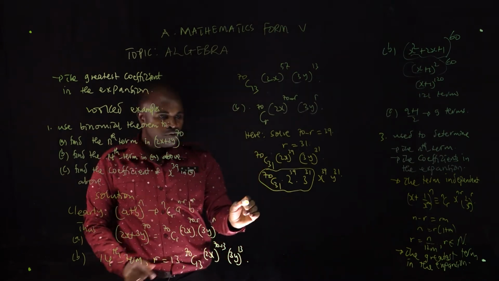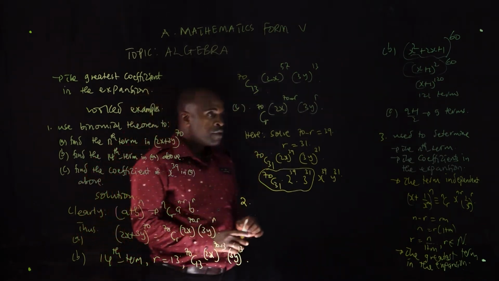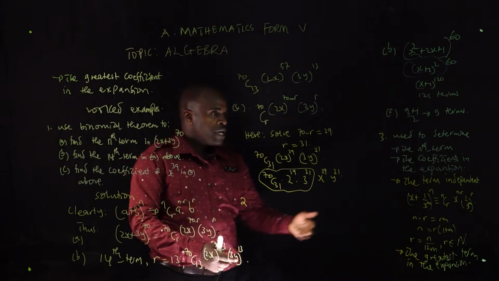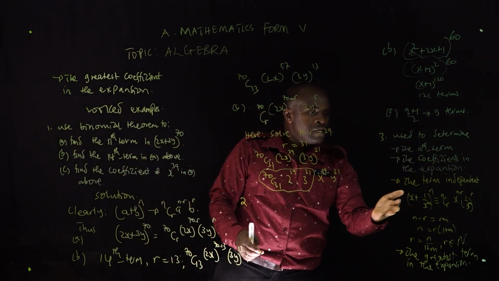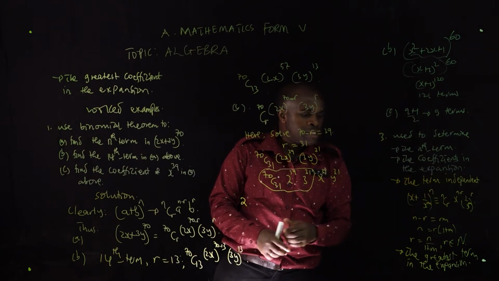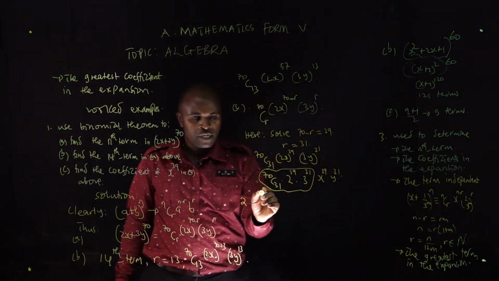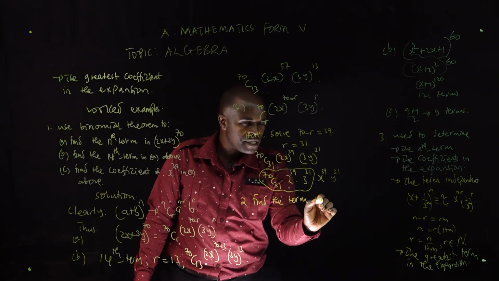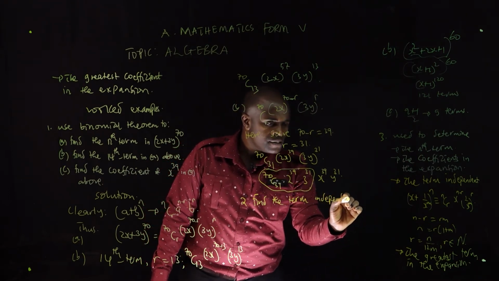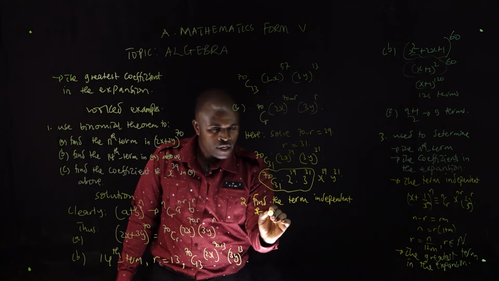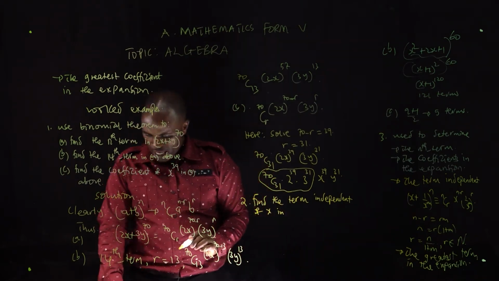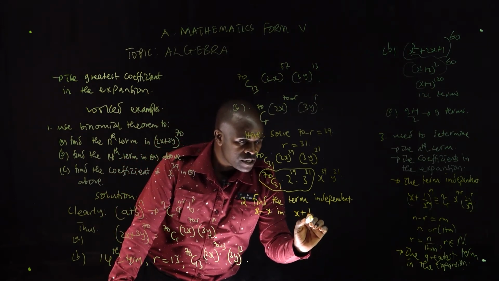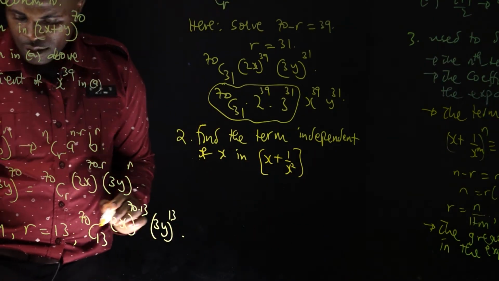Okay, let's look at example 2. At least here we have gone through the nth term and the coefficients. Now let's look at the term independent in the expansion. Example 2 says: find the term independent of x in, I have a nice question here, (x + 1/x^2)^14.